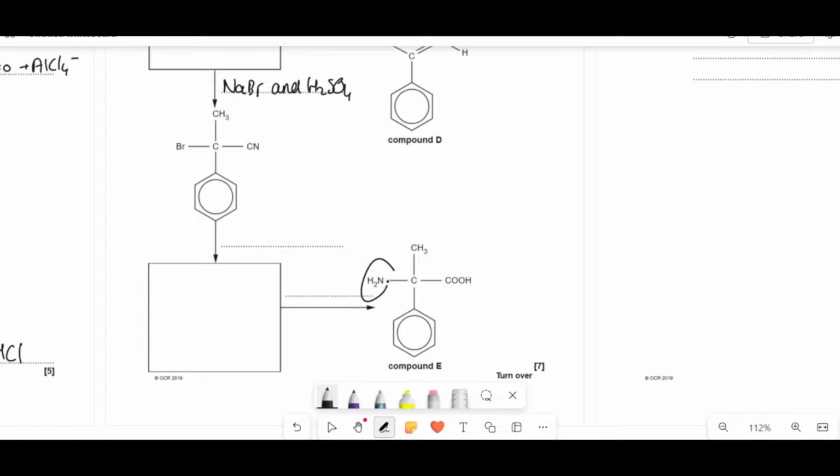So from here to here, what's changed? We've now not got a Br there. We've got an H2N instead. And for some reason, the CN has now become a COOH. So we need to think about what we've done between these two steps.